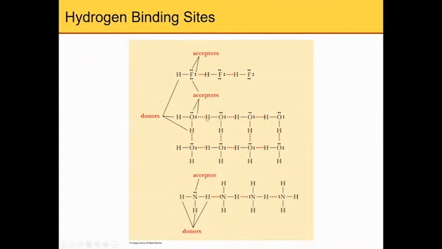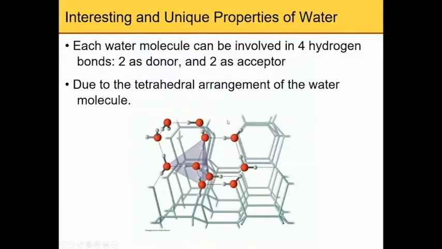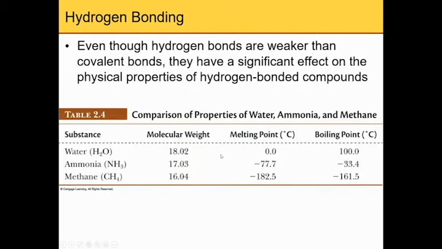So here, this hydrogen is a donor, right? And this oxygen here is the acceptor. And here is a donor, and here is an acceptor. So the maximum you can have is 2 donors and 2 acceptors, all right? And that gives you this tetrahedral arrangement of water molecules.